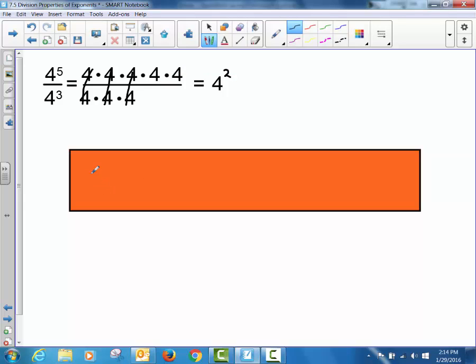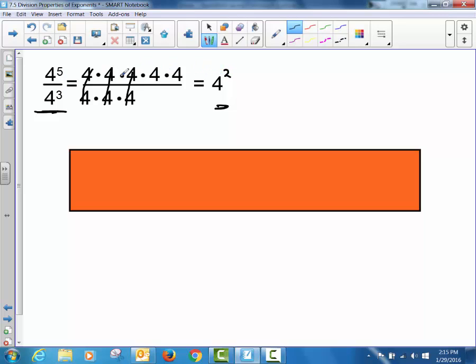So, the question that we have is, how do we go from this to this without doing the middle part? Well, let's look at the exponents. We've got a 5 here and a 3 here, and we end up with a 2 over here. How do you suppose we did that? What shortcut could we take? Right, we can subtract the exponents. 5 minus 3 is 2.